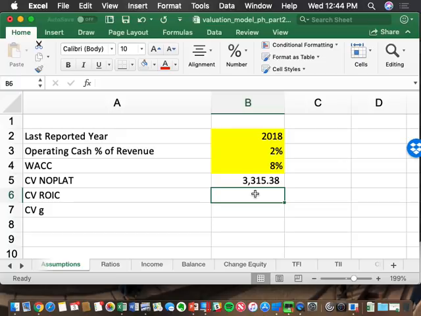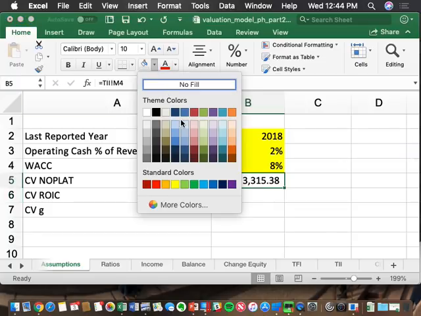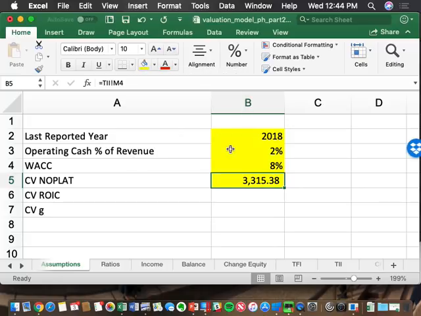So what I'm going to also do is I'm going to make this cell yellow. This is part of the reason why I put it in the Assumptions tab, because sometimes we'll have to use common sense to override some of the raw data we're putting in here. And every now and then we might put in something that we think is a more representative NOPLAT than just the arbitrary year 6 NOPLAT. But most of the time, hopefully year 6 is representative. But that's why I'm going to make it yellow, because we could potentially change it.